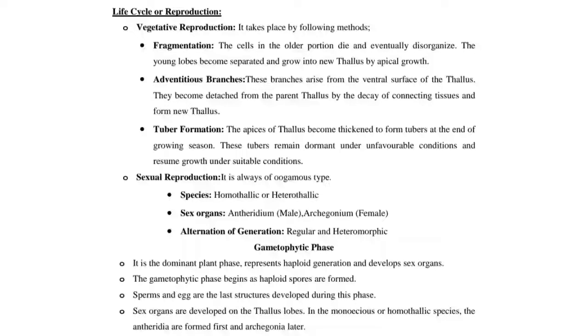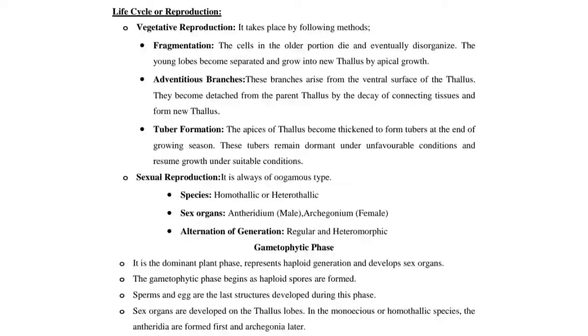Sexual reproduction. It is always of oogamous type. Species are homothallic or heterothallic. Sex organs: antheridium, male; archegonium, female. Alternation of generations is regular and heteromorphic. Gametophytic phase. It is the dominant plant phase, represents the haploid generation and develops sex organs. The gametophytic phase begins as haploid spores are formed. Sperms and eggs are the last structures developed during this phase.